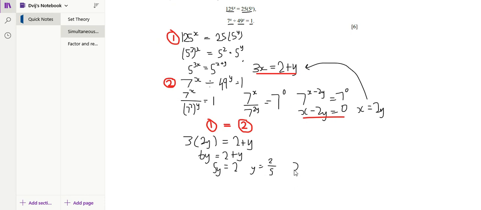We still have to find our x. So how do we do that? Well, we know x is equal to 2y and we have our y. So what we can go ahead and just do is x is equal to 2 multiplied by 2/5, which gives us 4 over 5. And that's it. That's the solution of our simultaneous equations. Y is 2/5 and x is 4/5. Cool.